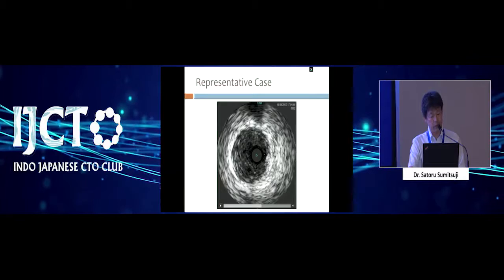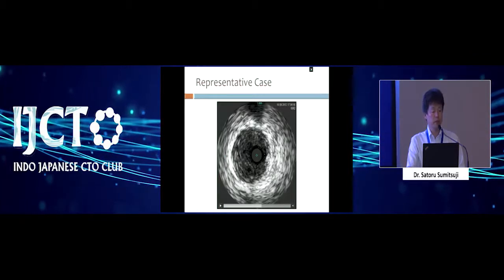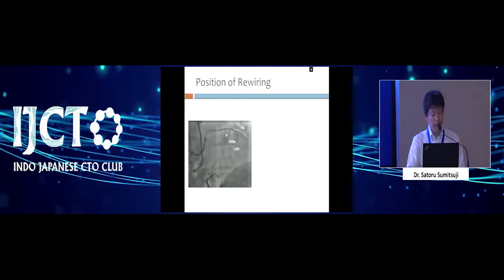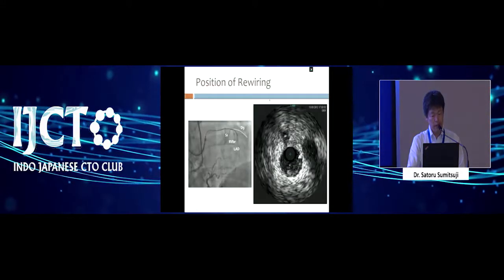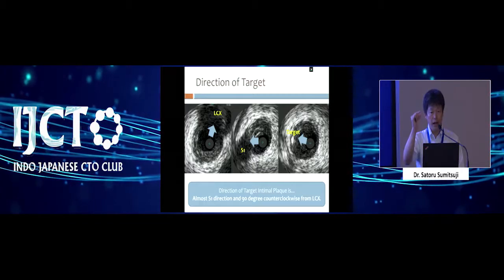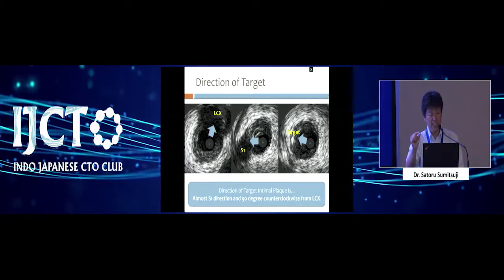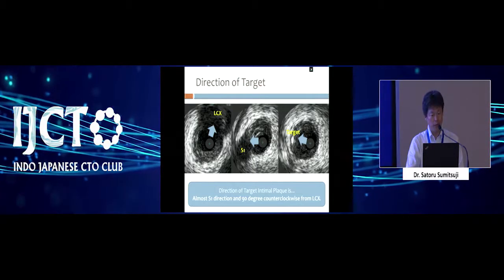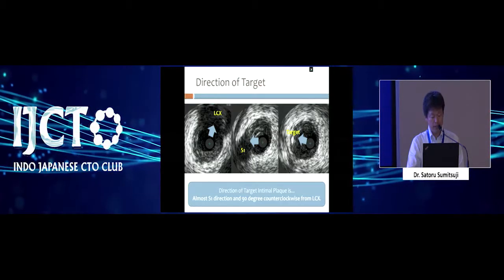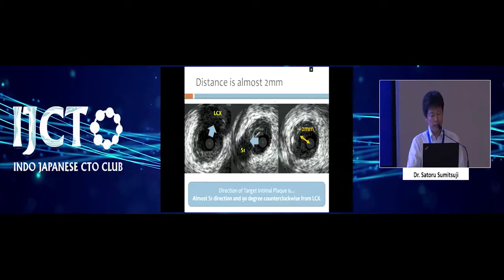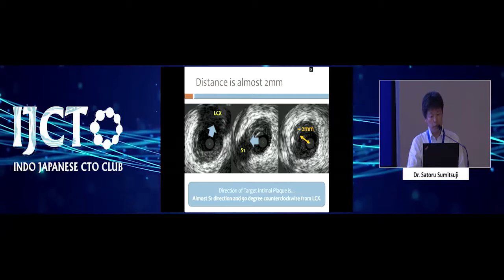Here is subintima. This is the media. You can see probably. So the redirect point is much more proximal. And which direction and how much distance from this IVUS catheter, these two factors are very important, okay? Target intimal plug is here. So almost a septal side. And then the length is 2 millimeters from this IVUS.